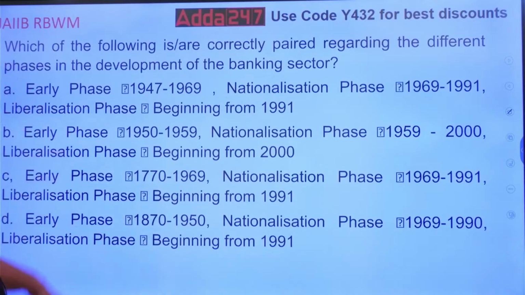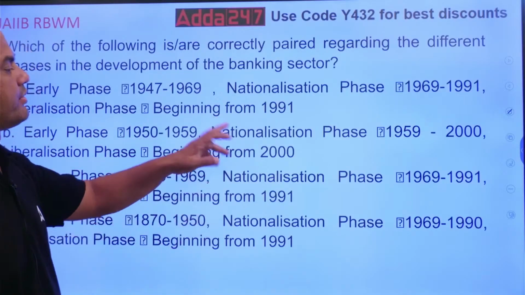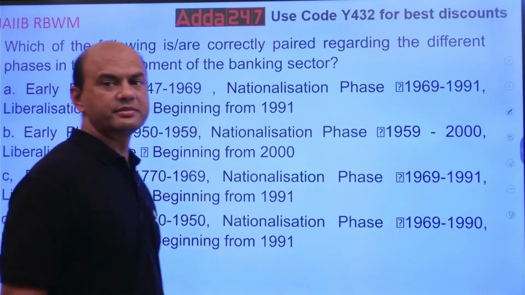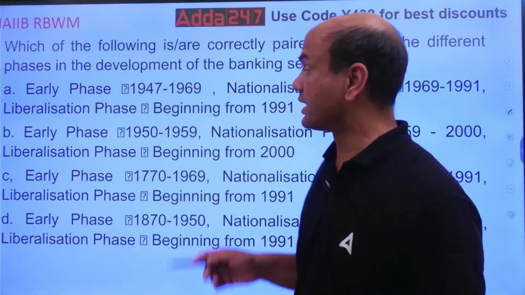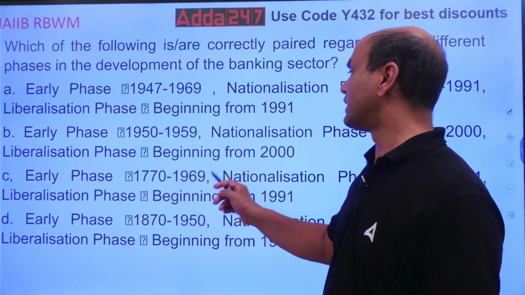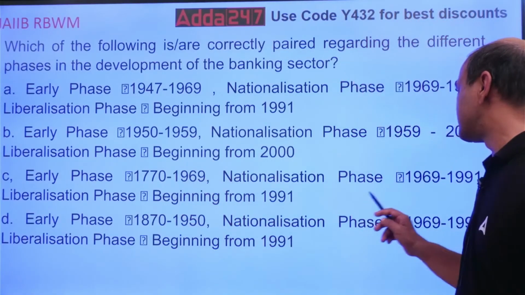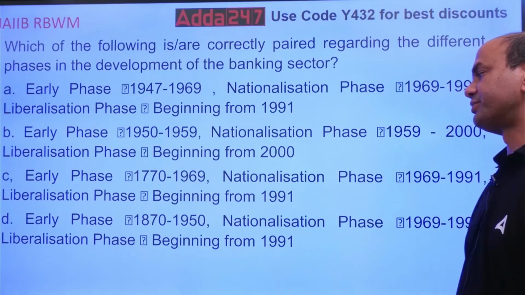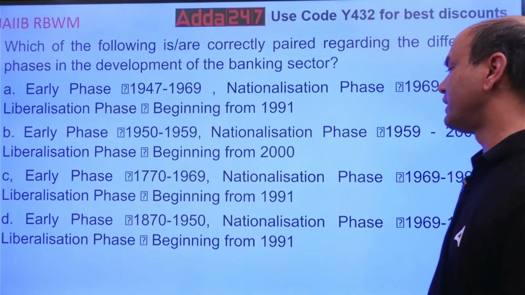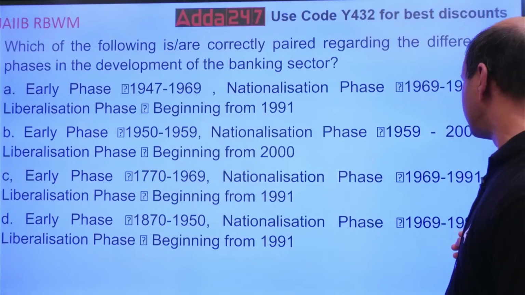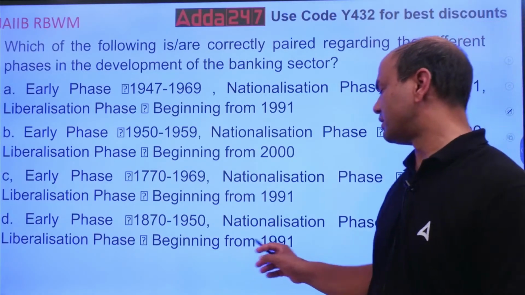Think, everyone. A can also be correct. Early phase 1950 to 59. Nationalization 59 to 2000. Liberalization beginning from 2000. This can also be correct. Check. It's up to you now. Early phase 1770 to 1969. Nationalization 69 to 91. Liberalization 1991. Early phase 1870 to 1950. Nationalization 1969 to 1990. And this after 1991.